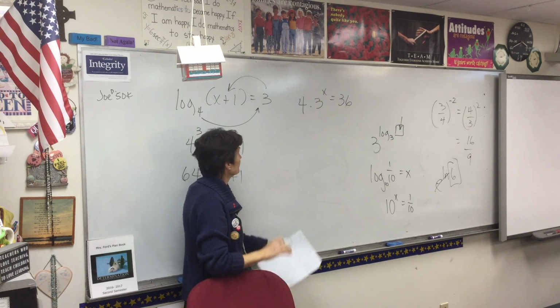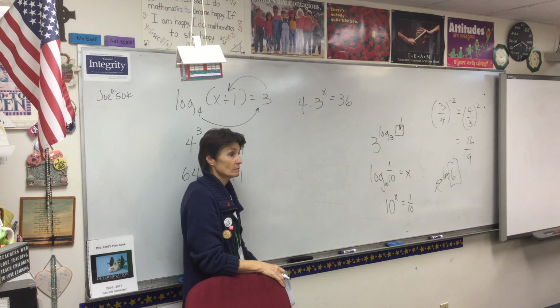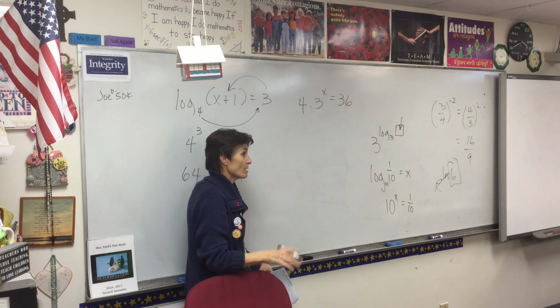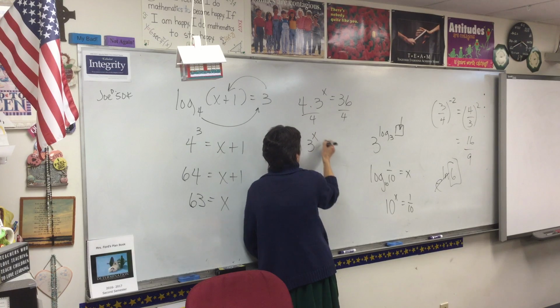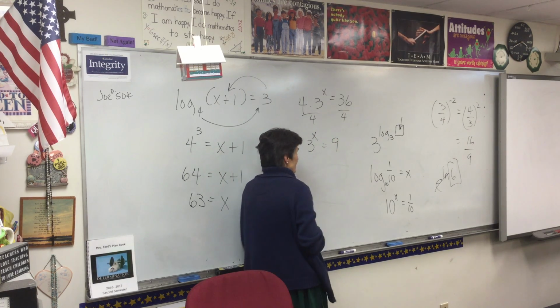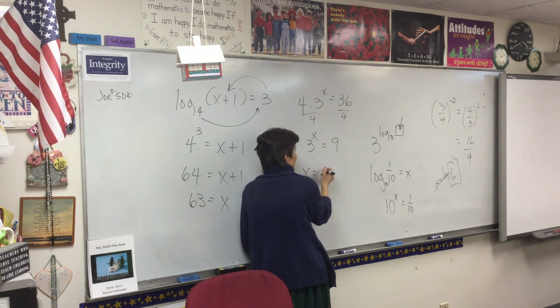This looks familiar. Divide both sides by 4, right? Extra number, get rid of it, divide both sides by 4. So 3 to the x equals 9, easy, easy, easy. X has to be 2.